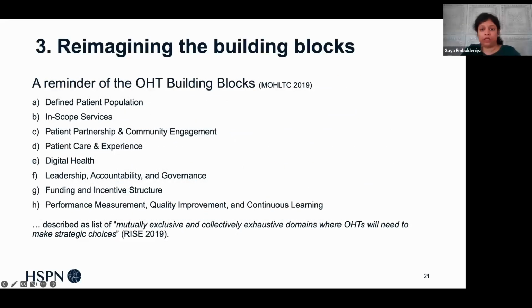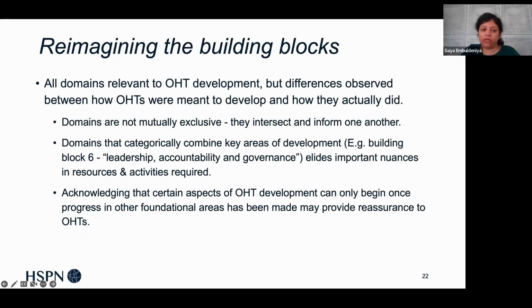So lastly, reimagining the building blocks. Just finally, the building blocks as a refresher, these are the original 8 OHT readiness criteria that were outlined by the ministry back in 2019 in the original guidance document. And these set out what OHTs should focus on as they progress from year 1 to maturity. And it was described as a list of mutually exclusive and collectively exhaustive domains where OHTs would need to make strategic choices.